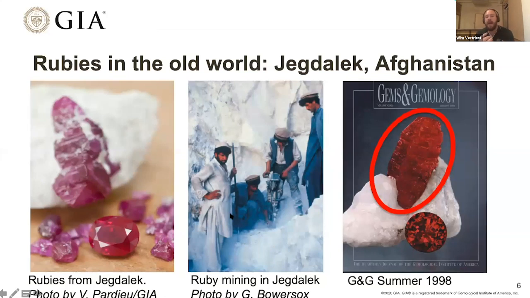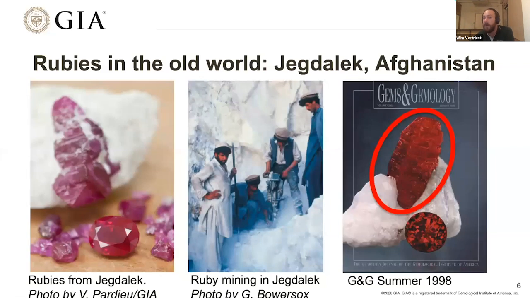Of course, the Afghan rubies never really took a big place in the market, and it is mainly because of the clarity. Usually the clarity of the Afghan rubies is fairly low. So while their color is extremely attractive, like we can see on the Gems and Gemology cover from summer 1998, where we can see this beautiful crystal that is about 2 centimeters long, incredible color. This one is from Jagdalek, Afghanistan. Unfortunately, the gem below it, which is a beautiful 2-carat stone, is not from Jagdalek, Afghanistan. That is a stone from Mohawk, Myanmar.